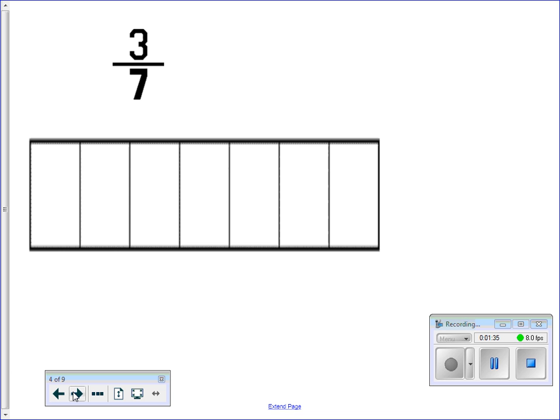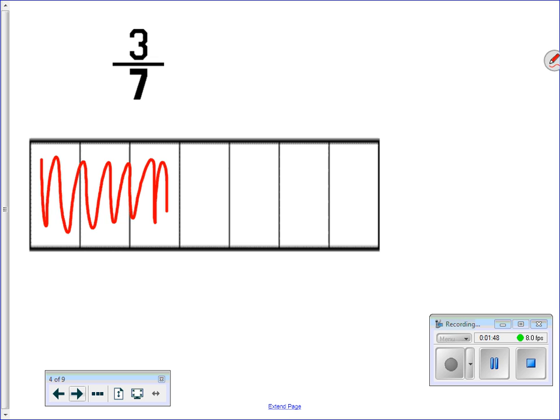So here we have 3 7s. How can we find an equivalent fraction to that? Well, let's start by using a fraction stick here. This stick here is cut into 7 pieces. So I'm going to shade in 3 pieces. So I can see that's 3 7s there.